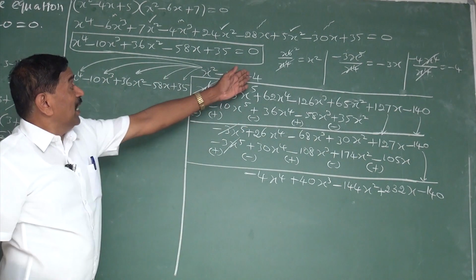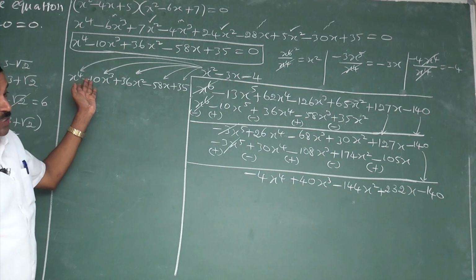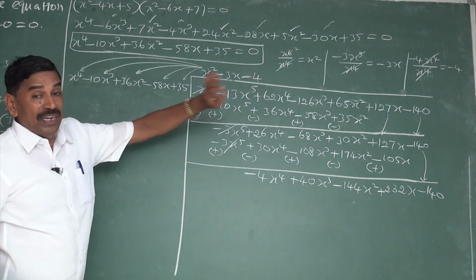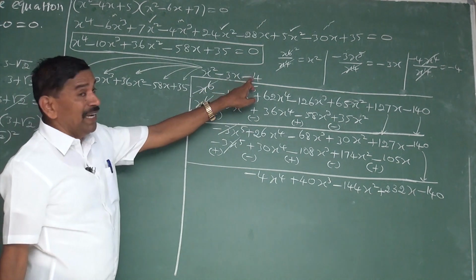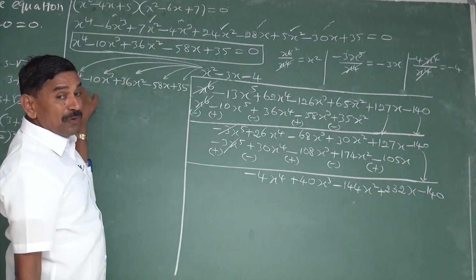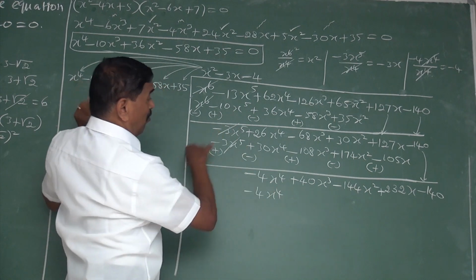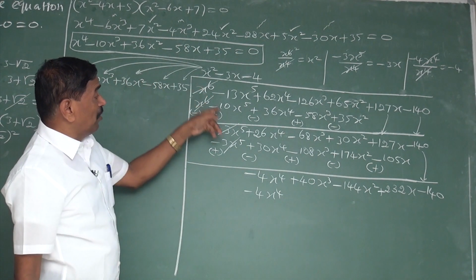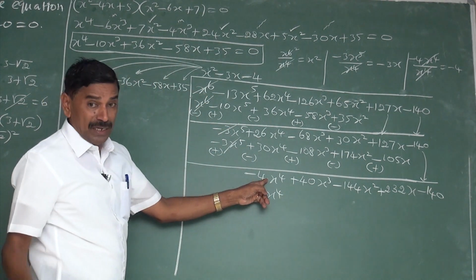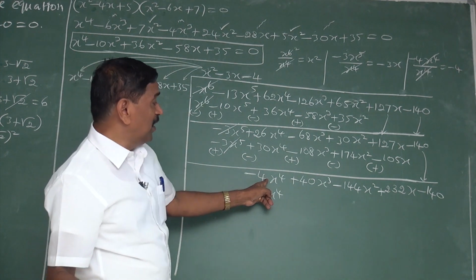Now this minus 4 is going to multiply all the elements outside. What is the answer, please? Minus 4 into x power 4. Very good. Minus 4 x power 4. Remember, I told you the first terms are equal, first terms are equal. Then only your answer is correct. Otherwise, it may be a mistake.